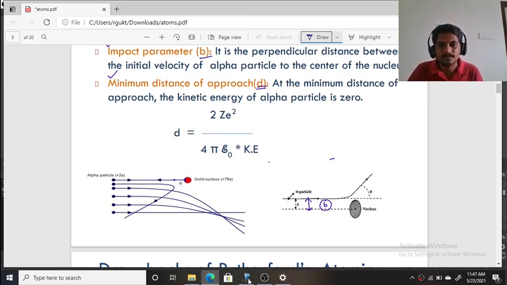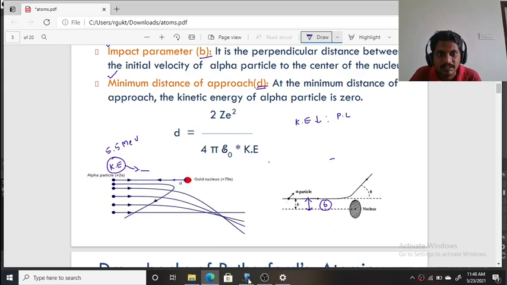And what is the minimum distance of approach? We have chosen an alpha particle with 5.5 mega electron volts of kinetic energy. When alpha particles of this energy are projected straight towards the nucleus, the kinetic energy decreases and the potential energy increases, according to the law of conservation. What is this potential energy? The alpha particle has positive charge and the gold nucleus also has positive charge. As the alpha particle approaches the nucleus, the kinetic energy decreases and the potential energy increases.